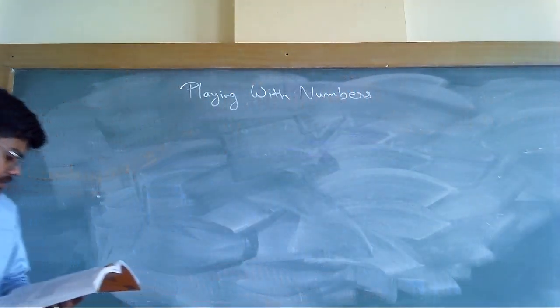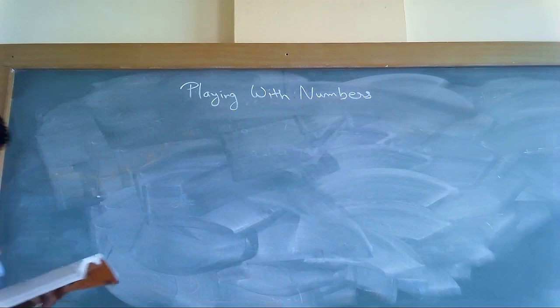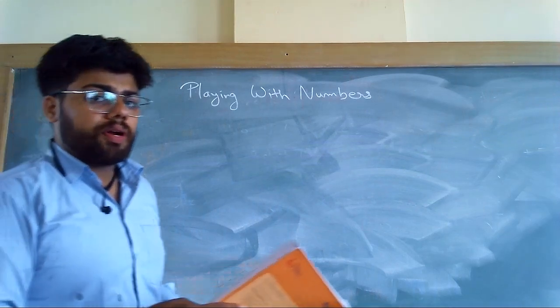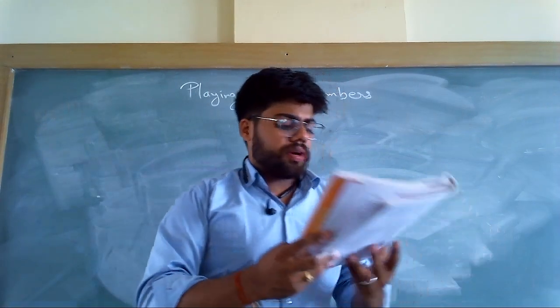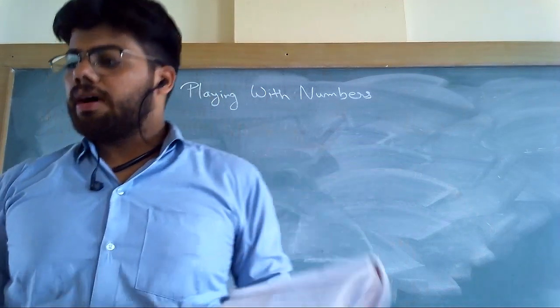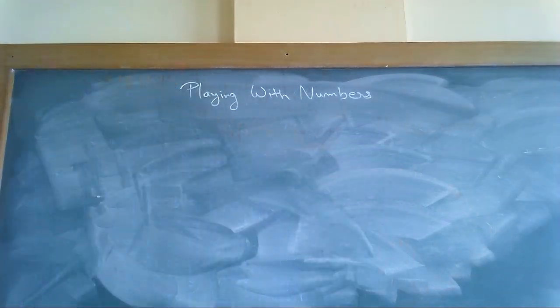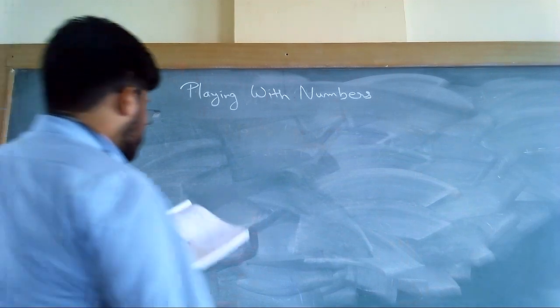Now, first we start the exercise. Directly start exercise 4.1. So the question is: write the following numbers in general form. I think you all have the book. So the first question is to write the numbers in general form.